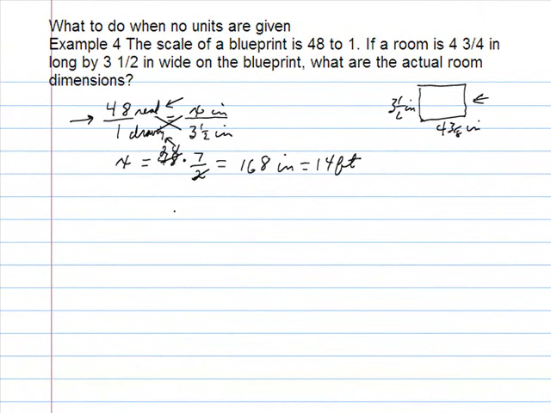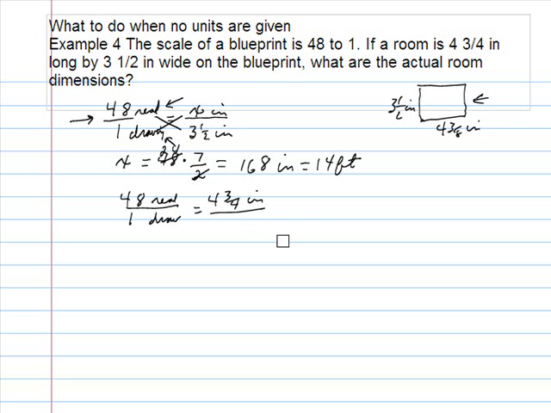To get the length of the room, you just simply do it again. 48 on the real to 1 on the drawing is the same as 4 3/4 inches on the real. No, sorry, that's the drawing again. So you got to be real careful. That's the importance of setting those units up. That's x inches in the real to 4 3/4 inches on the drawing. Now, I think I said 4 3/8 up there. It should have been 4 3/4.